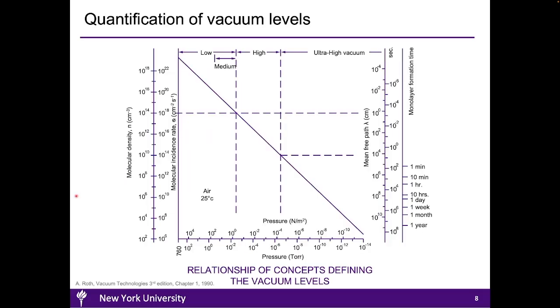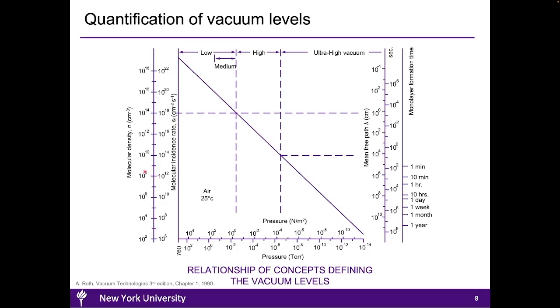We now use these basic concepts to quantify the vacuum levels. The plot here shows how molecular density, mean free path, and monolayer formation time evolve as a function of the vacuum pressure. This is a relatively busy plot. To help explain the plot here, let us familiarize ourselves with the different axes of the plot.